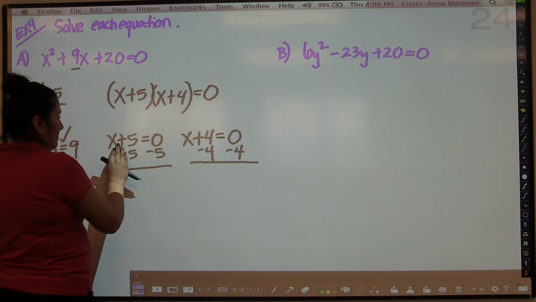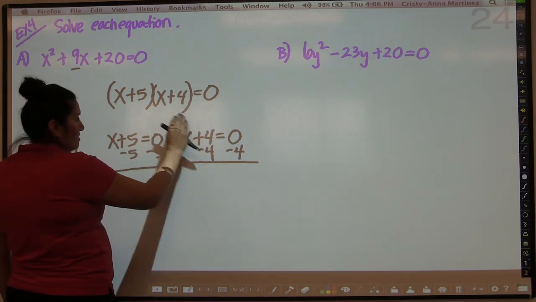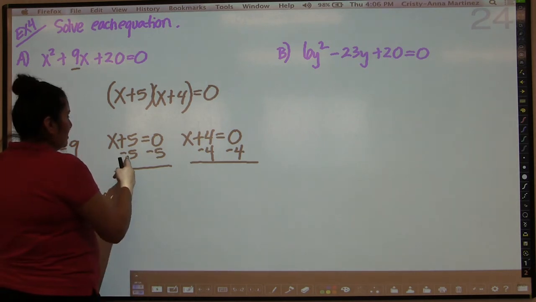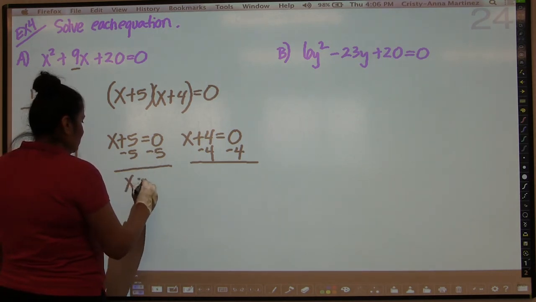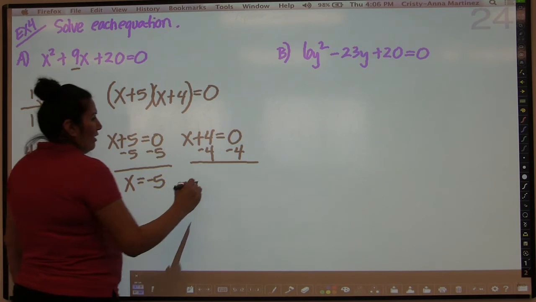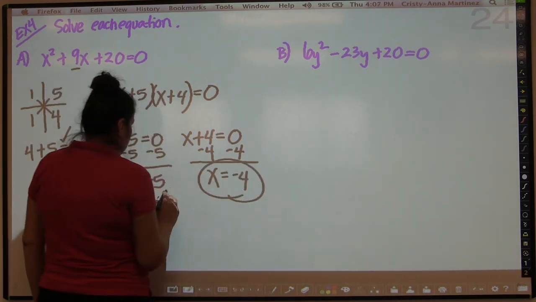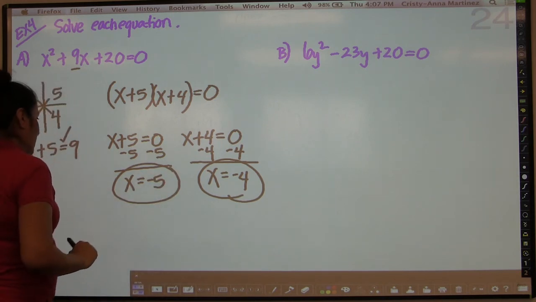We separate each factor. We make x plus 5 equals 0 by itself. We make x plus 4 equals 0 by itself. And then we just solve them like we would solve any normal equation. So I subtract 5 from both sides, and I get that x equals negative 5. Over here, I subtract 4, and we get that x equals negative 4. And those are my two solutions, x equals negative 5 and x equals negative 4.